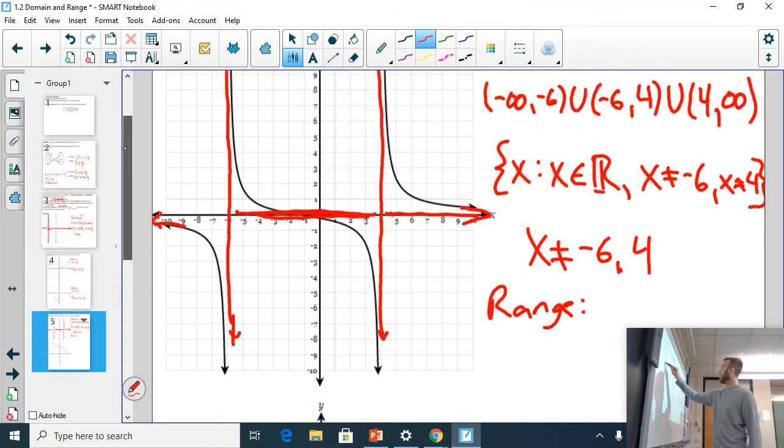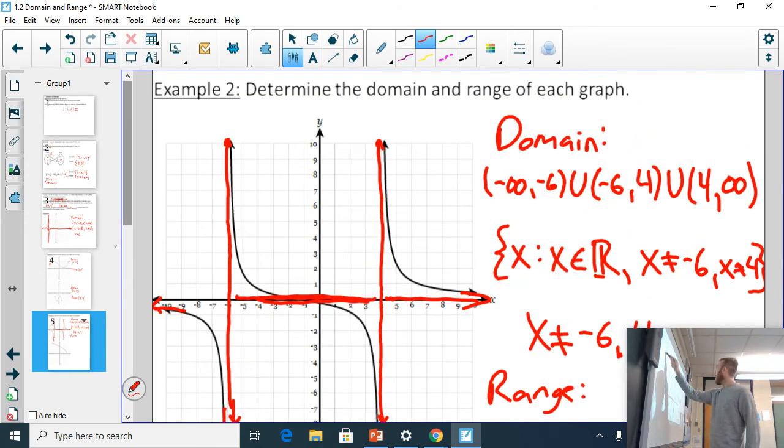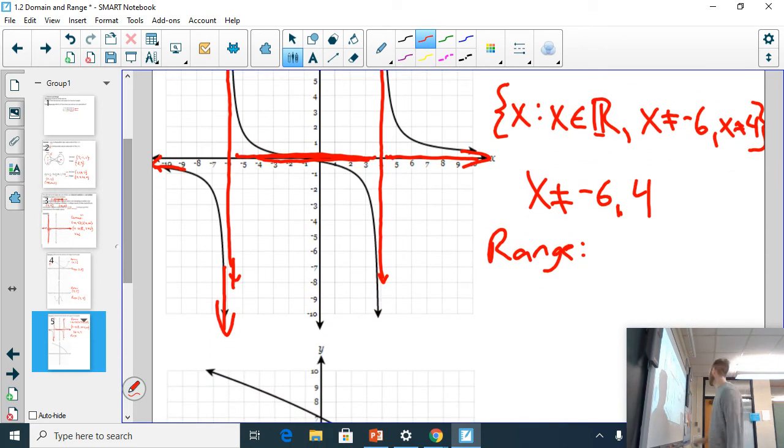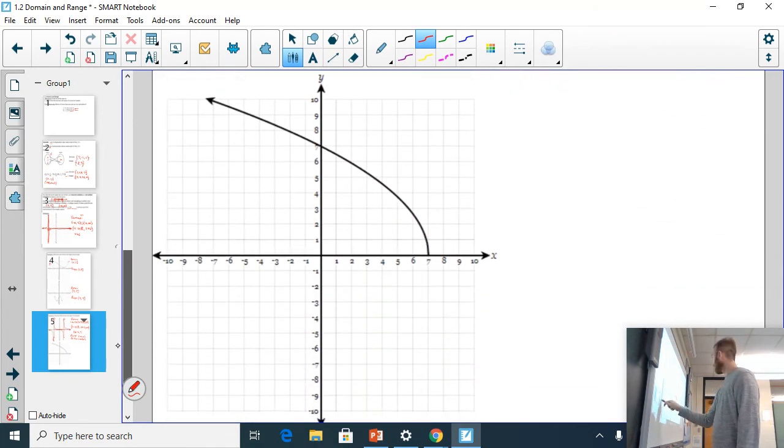And the range, notice, up and down, we are going all the way down to -infinity and all the way up to positive infinity there. So our range is -infinity to infinity, or you can just write all real numbers. And on Delta Math, there is an option for you to click just all real numbers right away, and it'll put that in there for you. So just one more quick example.